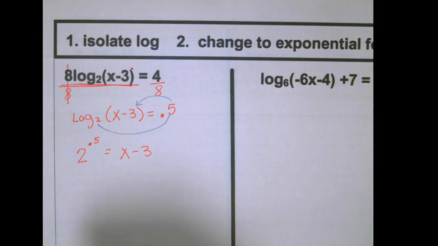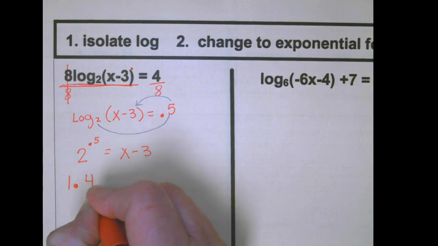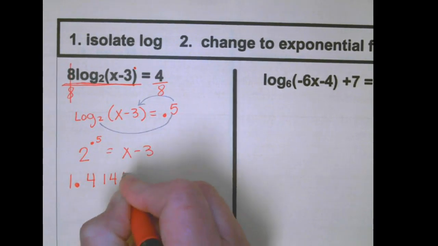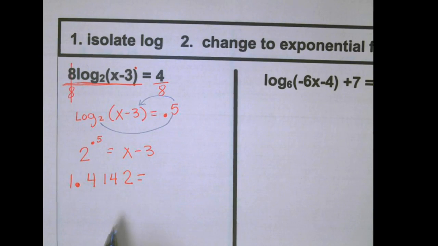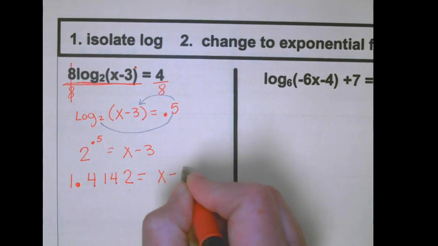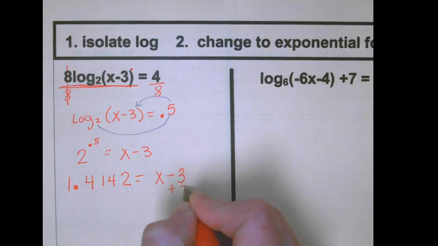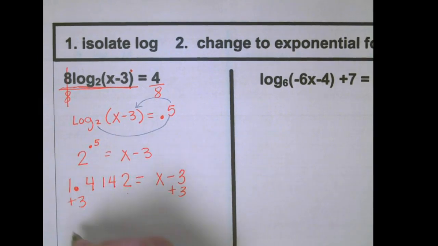It's going to come out to be a decimal number, and on these log problems, we typically round to 4 decimal places. It is traditional to round to 4 decimal places. A lot of times when you're using these are scientific type problems, and you need a little bit more than the usual 2 decimal places. To finish solving, add 3 to both sides.